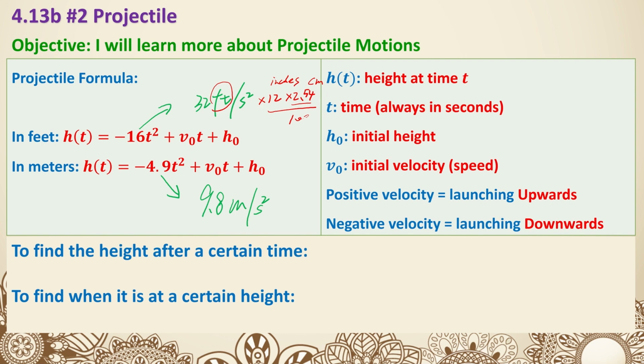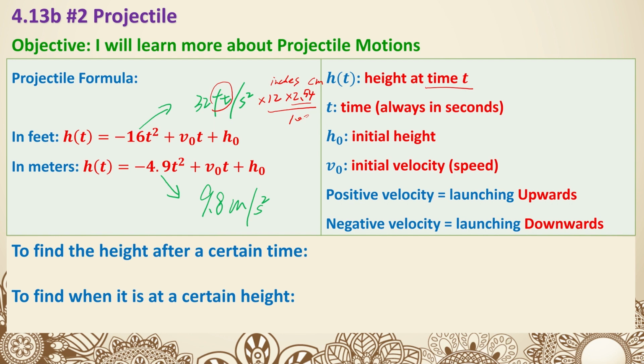Okay, h of t is the height at time t, because typically we're going to find, at like 2 seconds, what is the height? Time typically is in seconds, because projectile happens pretty quickly. h sub 0 is the initial height. That means where we are starting to launch something or throw something away. v sub 0 is the initial velocity. When it's launching upward, it's a positive velocity. And when it's launching downward, it's a negative velocity.